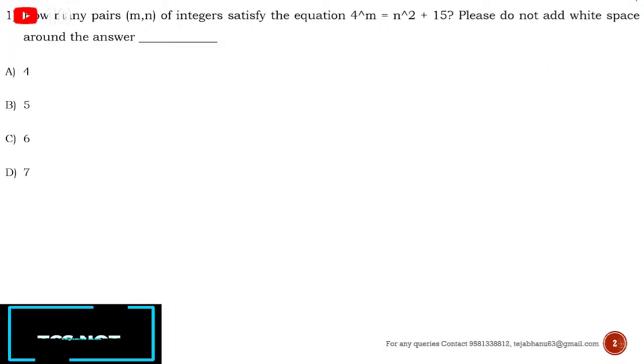See, how many pairs m comma n of integers satisfy the equation 4 power m is equal to n square plus 15. Okay, that is what he is asking. Please do not add white space around the answer. Yes, this is the previously asked question. No spaces are entertained.